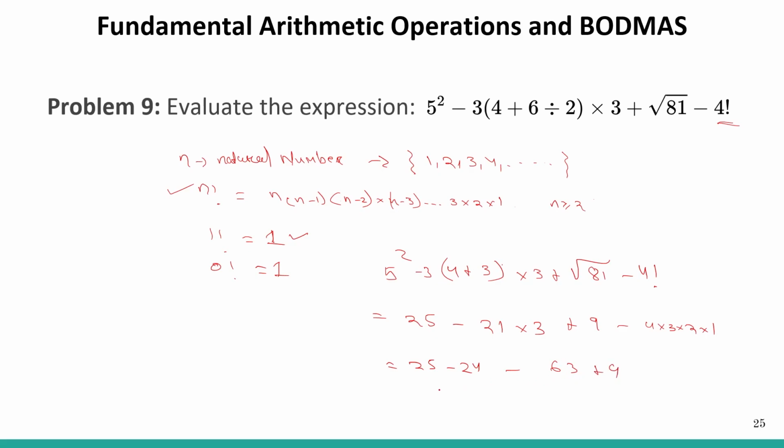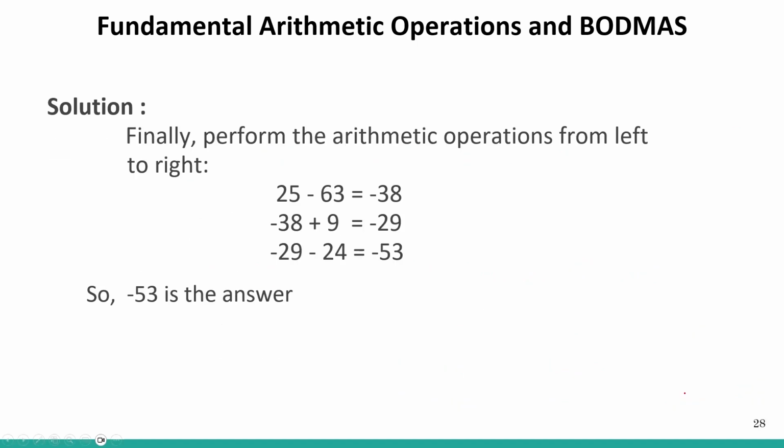So let's do now MAS. There is no multiplication, and now we do the addition part. So plus 25 and plus 9, that is equal to plus 34, minus 24 minus 63. This is equal to 10 minus 63, which is equal to minus 53. So this is the final answer. So minus 53 is the final answer.